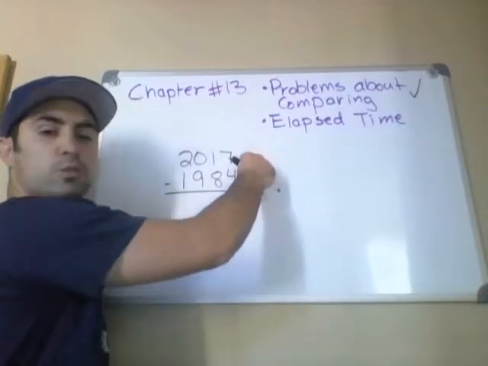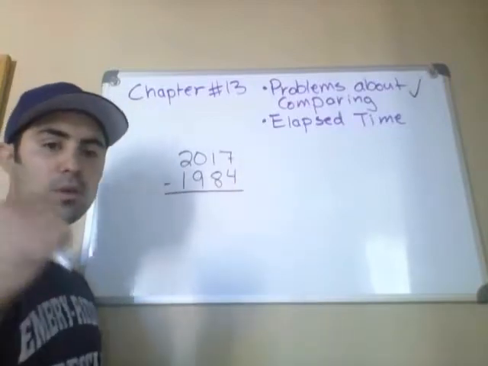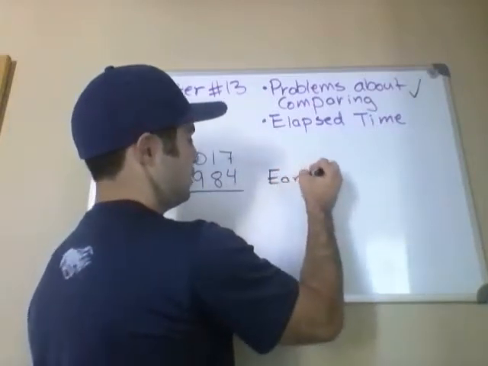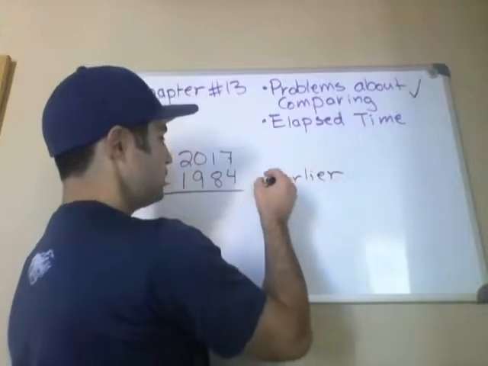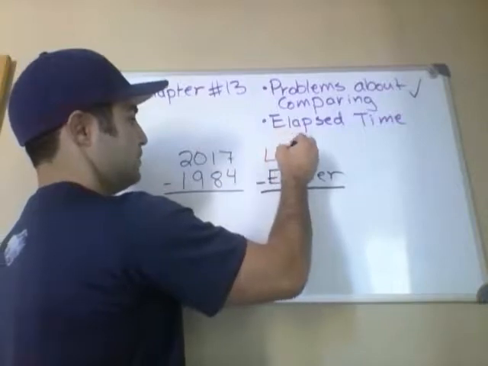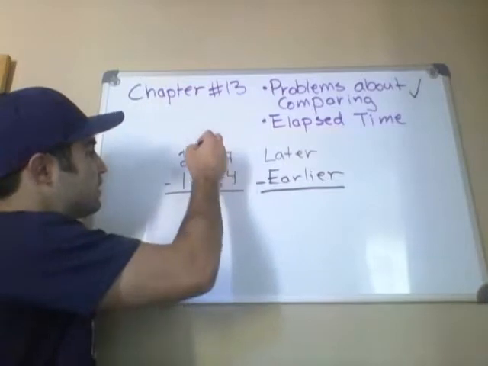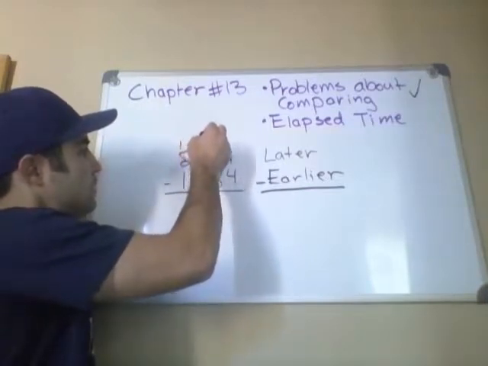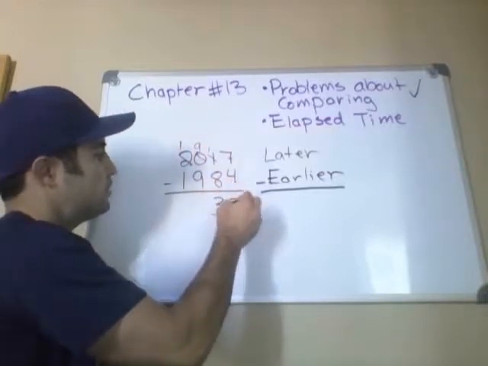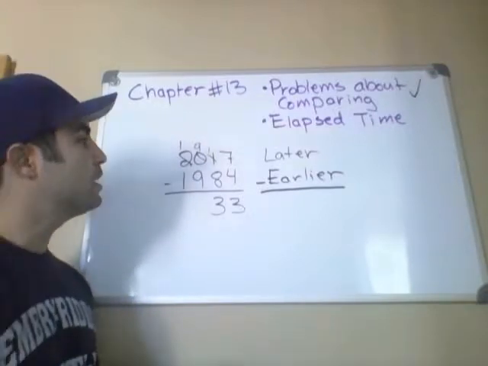So let's go ahead and write a little equation. Which one is earlier and which one is later? Well, earlier is 1984. That was earlier than it is today. So we're going to call this earlier. We're going to subtract the earlier date from the later date. Okay? And when you do that, you're going to get 33. Okay? That's how old I am, 33 years old.